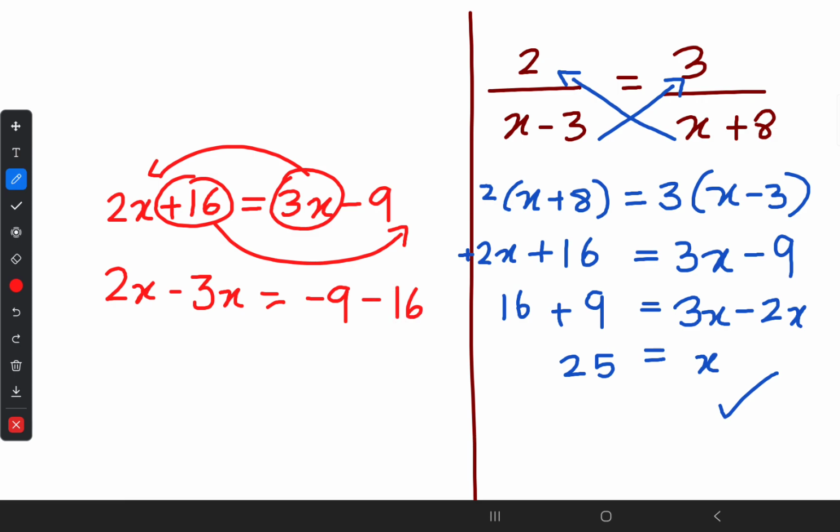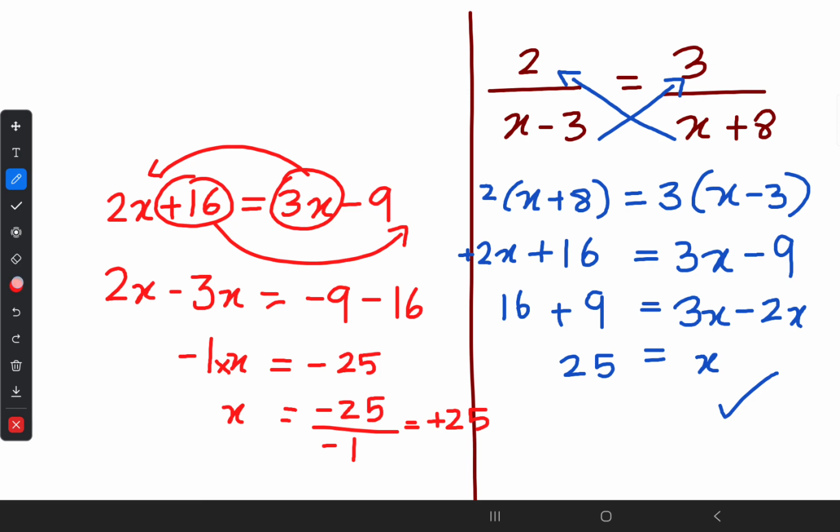So 2x minus 3x is negative 1x, equals negative 25. We don't want the value for negative 1x. No. We need the value for x only. So x is multiplied with negative 1. To remove that, you can bring the multiplicand negative 1 over as a divisor. Negative divided by negative is positive. 25 divided by 1 is 25.